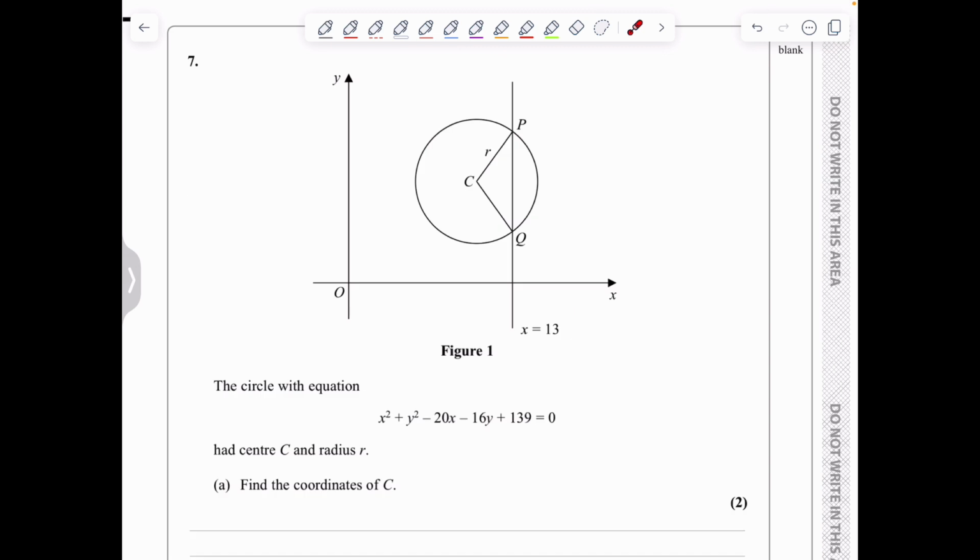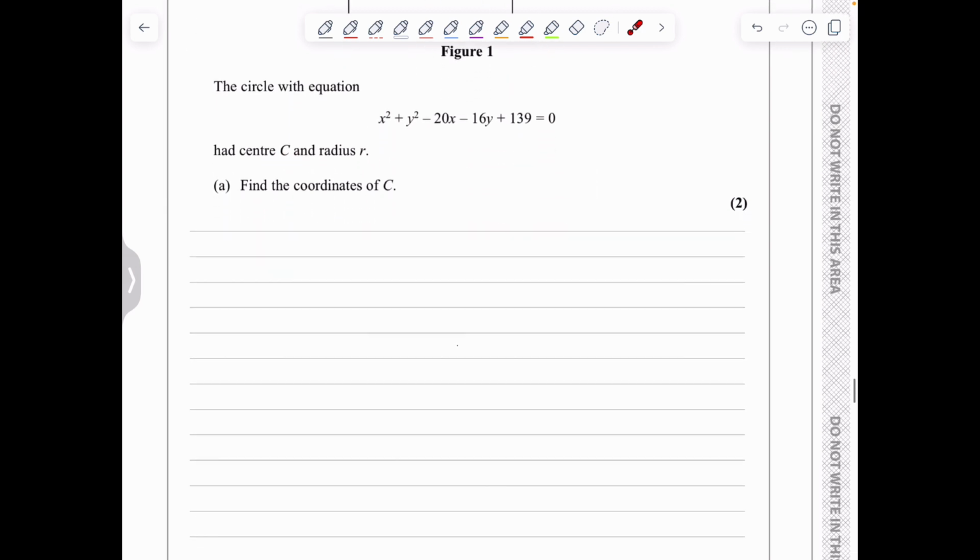In question 7, we've got the circle with the equation shown here having center capital C and radius r, and we need to determine the coordinates of C. Now to do that, I will be completing the square, and I will start by writing the x terms together and then the y terms together. So we've got x squared minus 20x plus y squared minus 16y plus 139 is equal to 0.